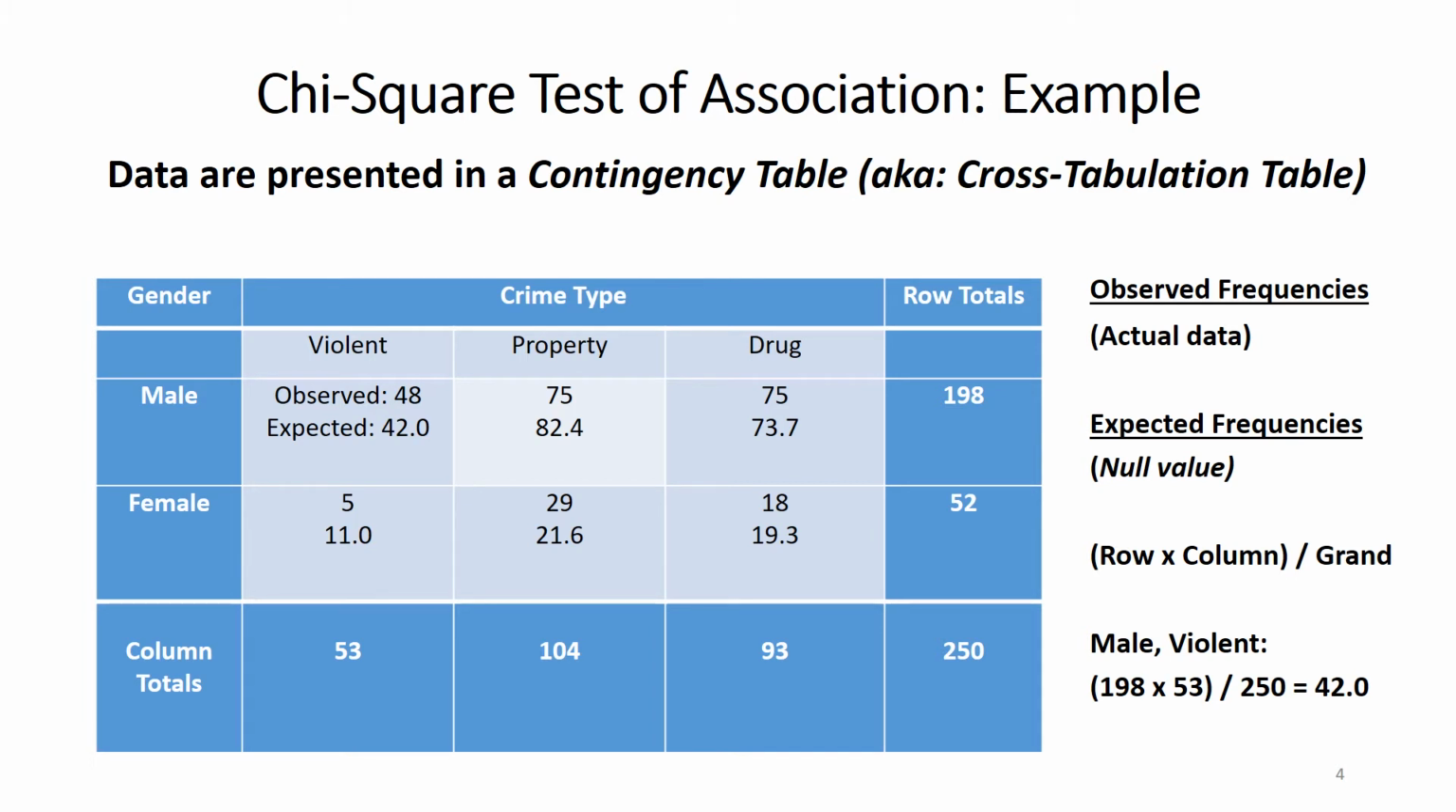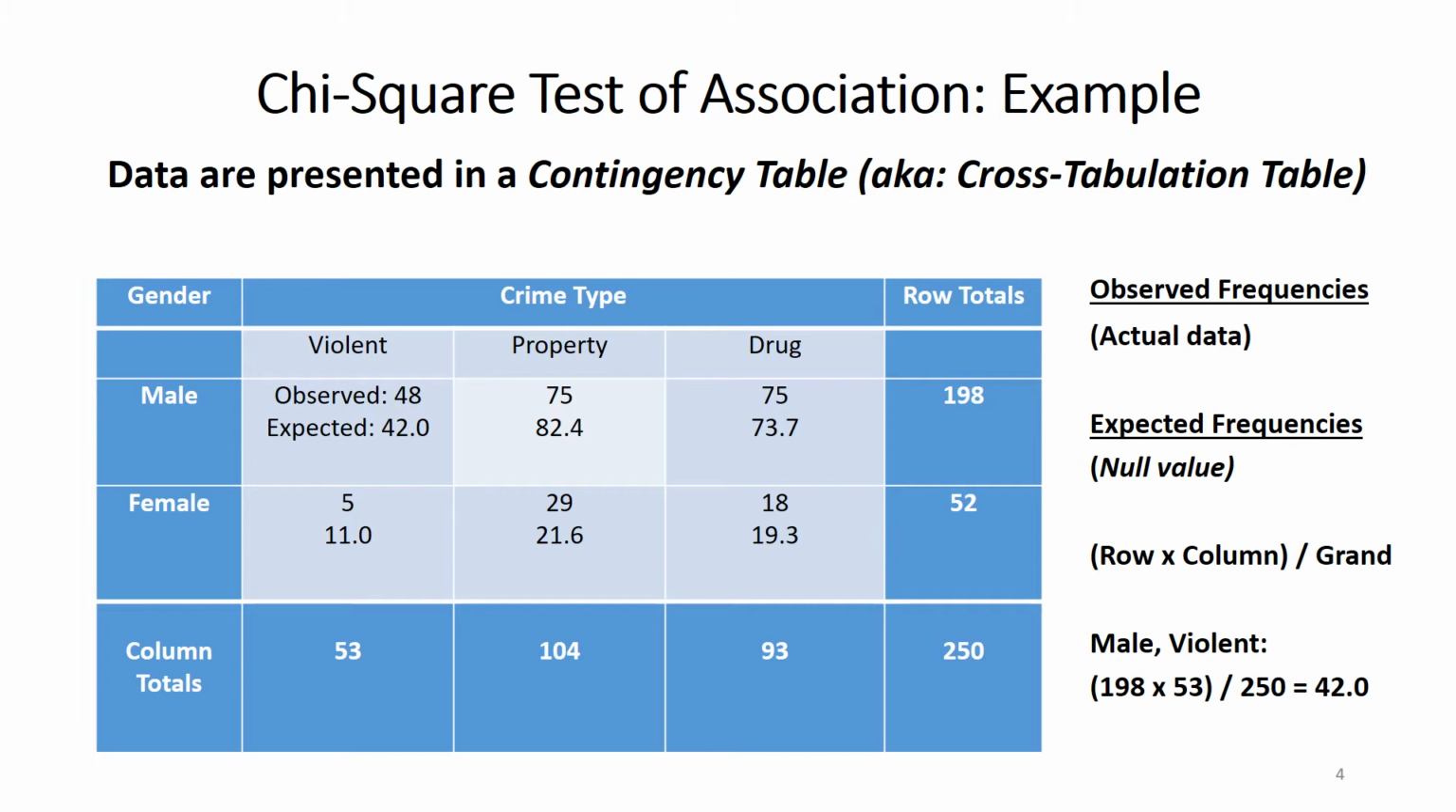So if I wanted to compute the expected frequency for the males who are violent, I would take the row total for the males, which is, if we look at the male, go all the way to the right to the row total, we see 198. Multiply that by the column total for violent. So I'd look at violent, go all the way down to the bottom to the column total, I see a 53. I do 198 times 53. Get an answer, divide it by the grand total of 250, and that's where that expected total of 42.0 came from.